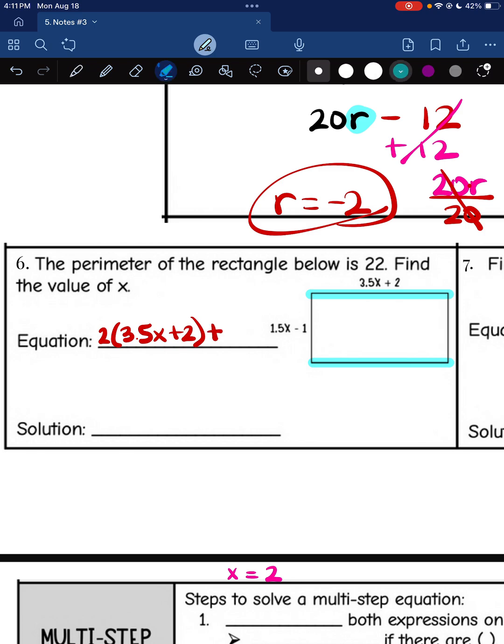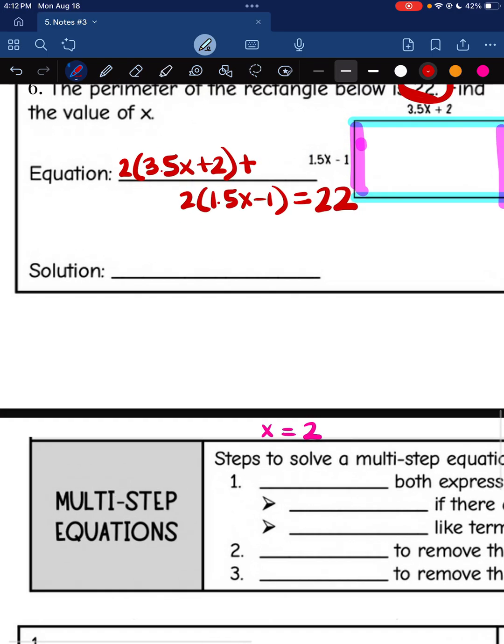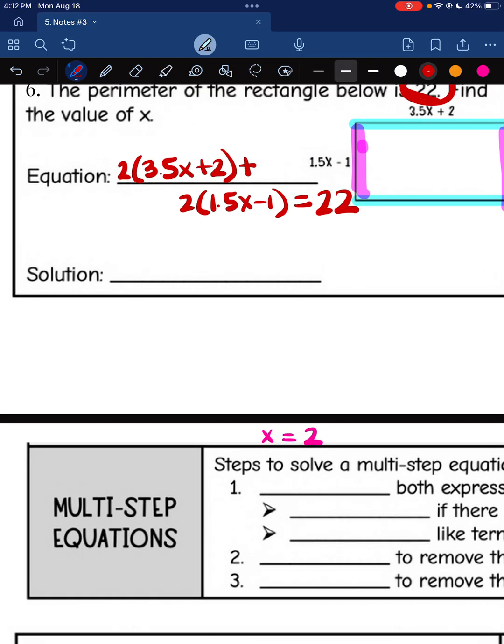Then I also have 2 of these in purple. So I'm going to come to the bottom because I don't have space. So plus 2, 1.5x minus 1. And then when I add, that's counting all the 4 sides because I have 2 and then 2. So all 4 sides, the perimeter gives me, it says 22 in the problem. That is your equation. And then for the solution, you have space at the bottom. You can just solve that.